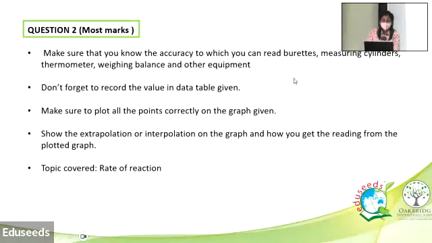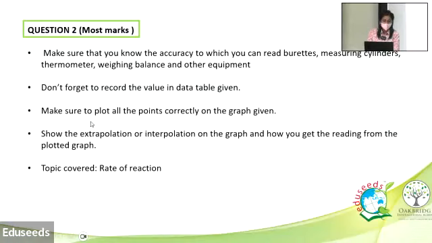You need to make sure that you read properly, and even the small points you need to read carefully, because you need to plot a graph using those points. If one of your points is wrong, the whole graph will be different. Next one, don't forget to record the values in the data table given. Some students tend to forget and just straight away draw the graph, but the data table gets marks as well. So you need to make sure you write the values you have read from the apparatus.